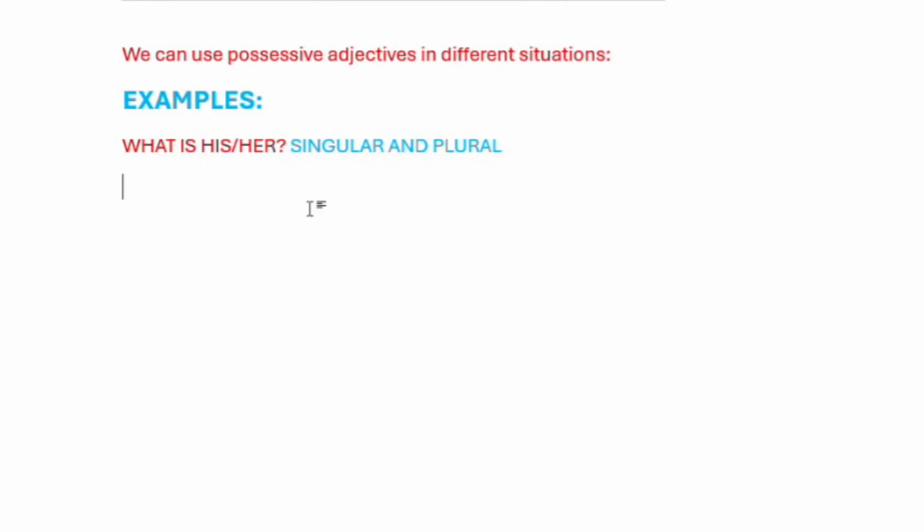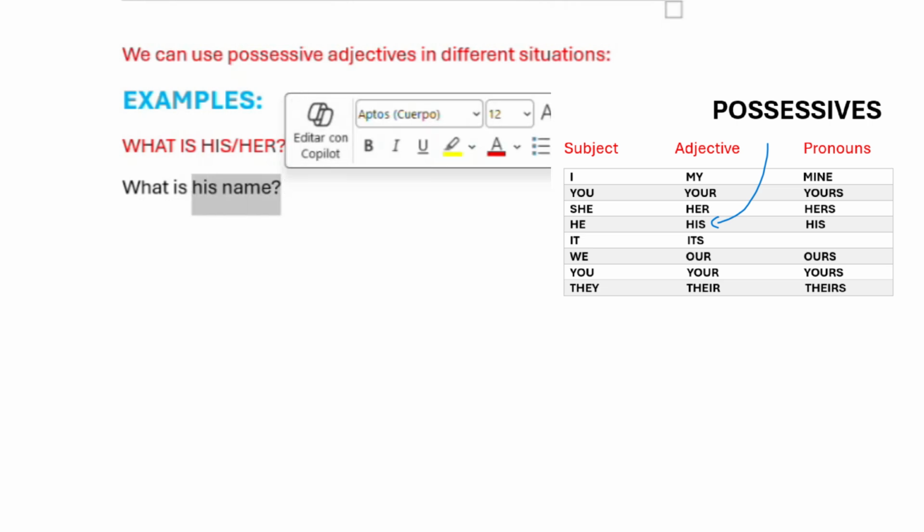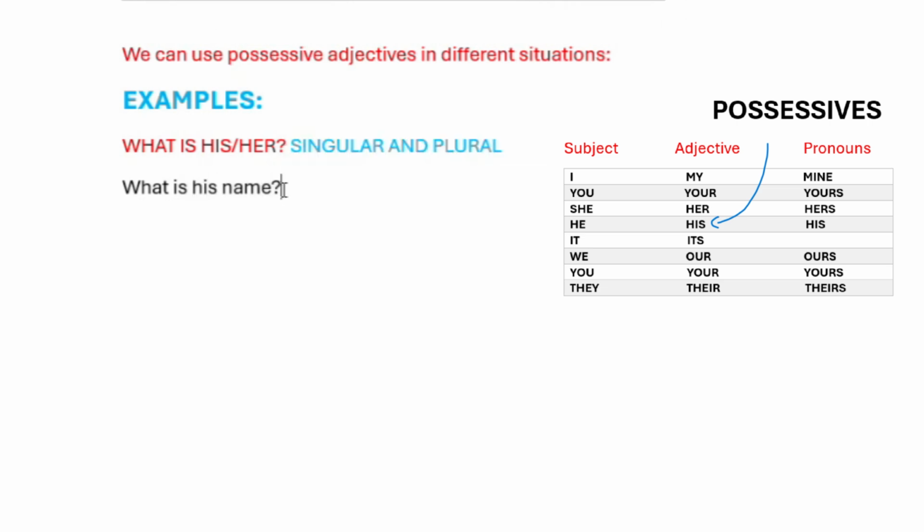What is his and what is her? For example, what is his name? In this case, imagine we are talking about a man. The man is he. He refers to a man, and we can say, what is his name, because the name belongs to him. In this case, what is his name? You can answer, his name is Lucas.